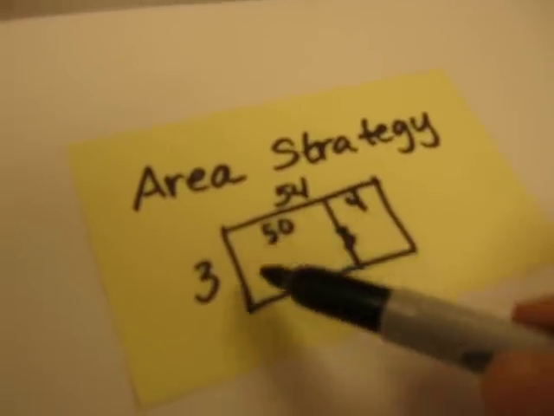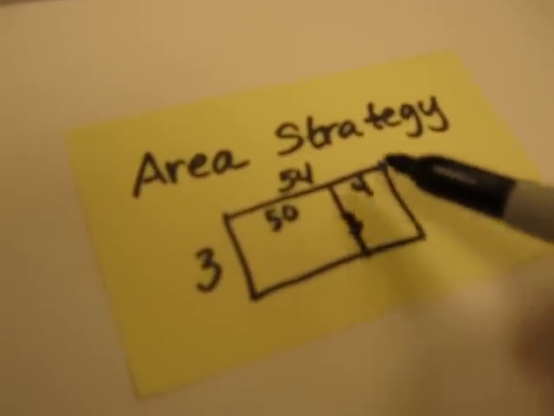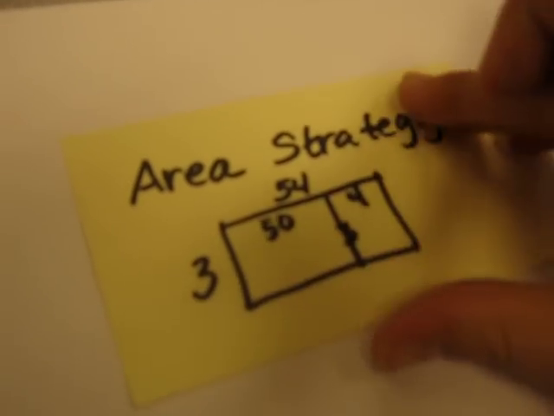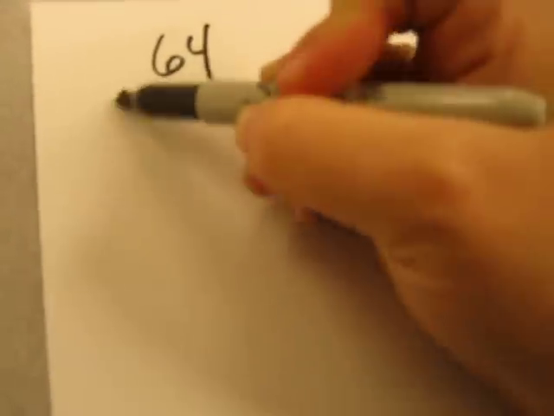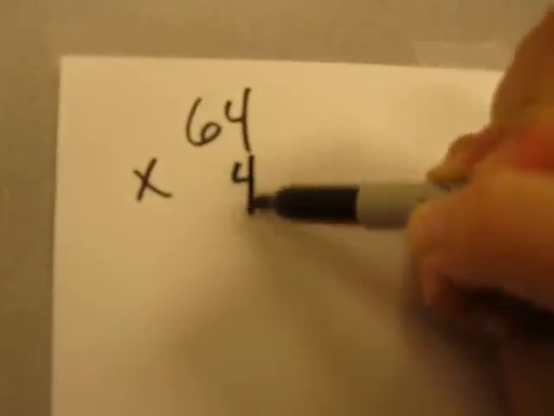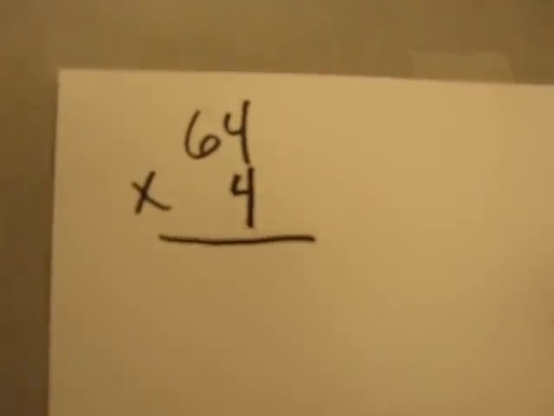So if you know how big your living room is and you know how big your bedroom is, put it together. That's how big your whole house is. So let's talk about the area strategy with a few particular problems. We'll start with the problem 64 times 4. Okay. I'll solve it the regular way first, using the standard algorithm.